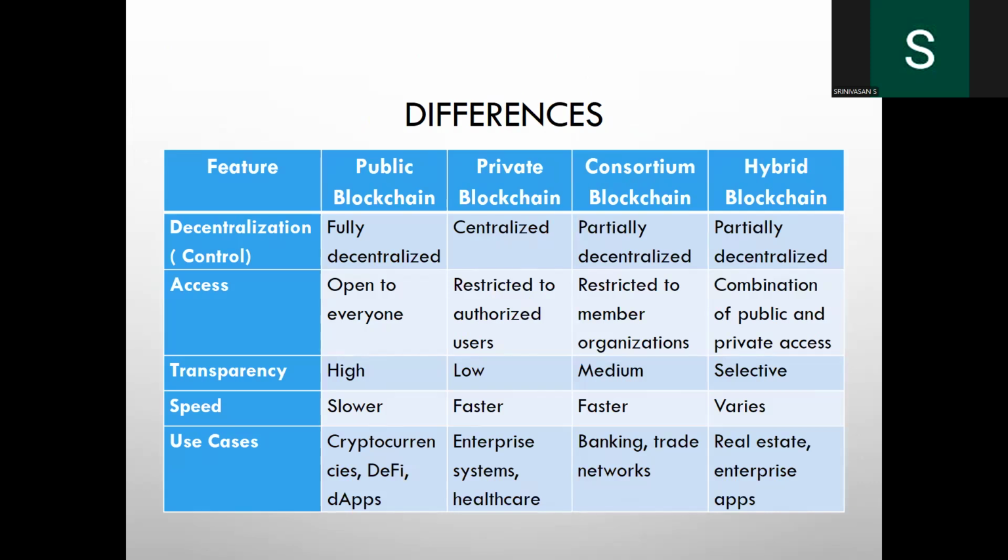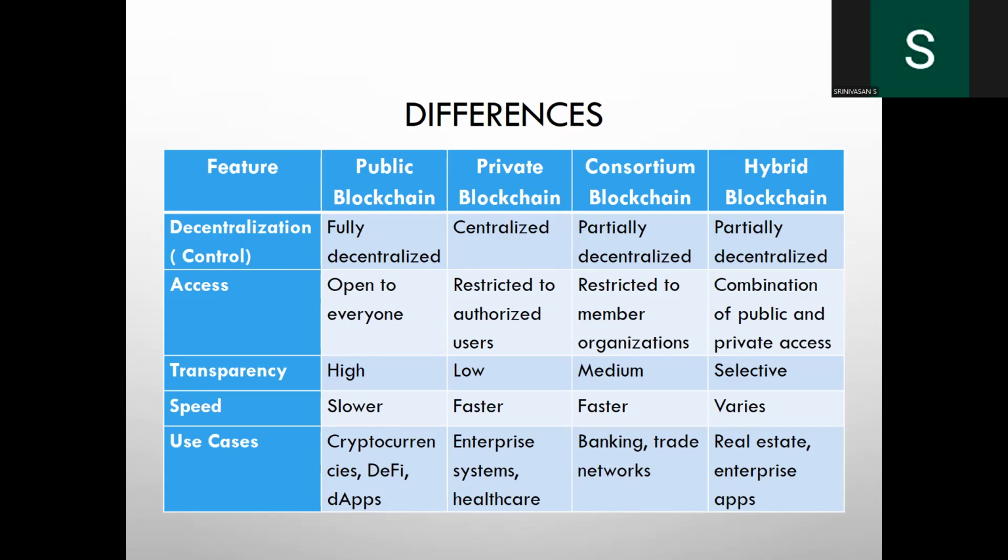Now we see the important differences among these four types of blockchains using five important parameters. Take the first one, decentralization. Public blockchain is purely decentralized. On the other side, private blockchain is purely centralized. Consortium as well as hybrid blockchains are partially decentralized.